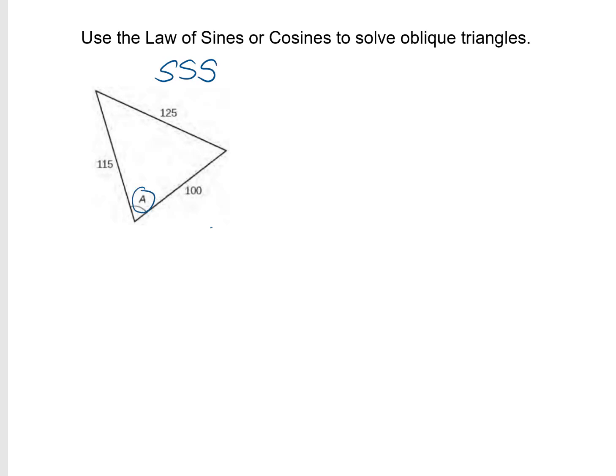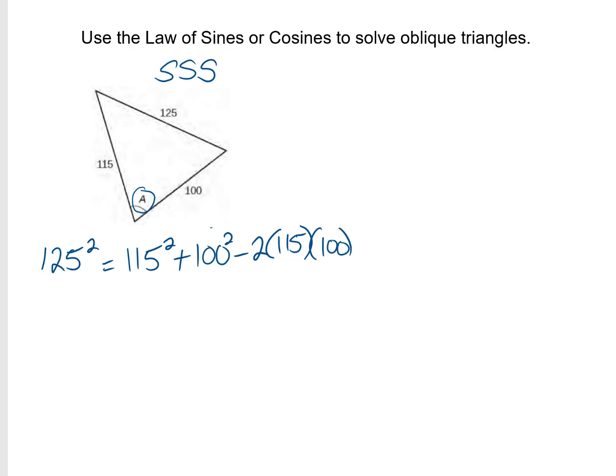So if we want to find this angle A, we are going to take the side opposite it, which is 125. That one squared equals the sum of the squares of the other two sides, so 115 squared plus 100 squared minus 2 times the product of those two sides. So 2 times 115 times 100 times the cosine of the angle in between those two sides, and that's angle A. So now we need to do some algebra to get the cosine A by itself.